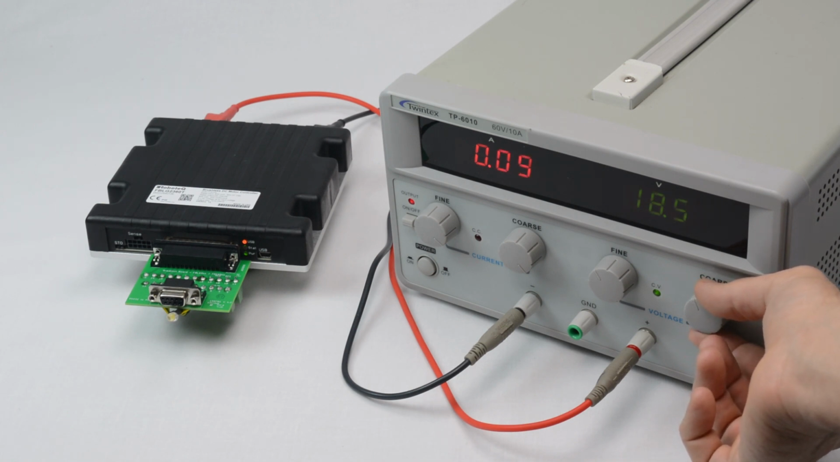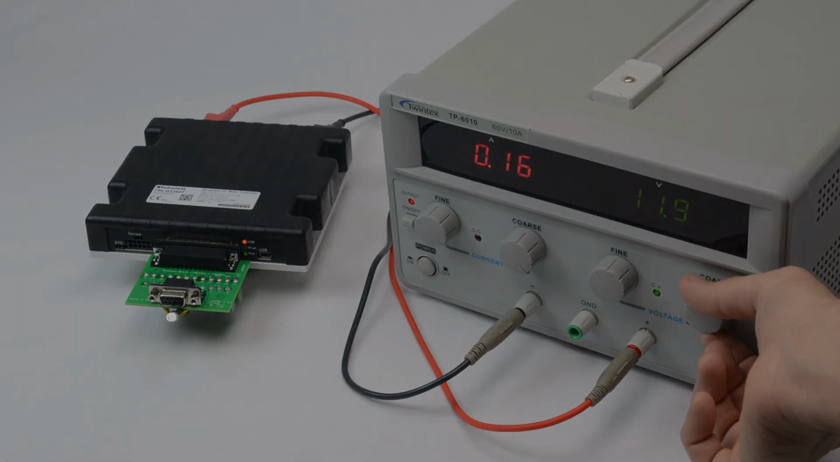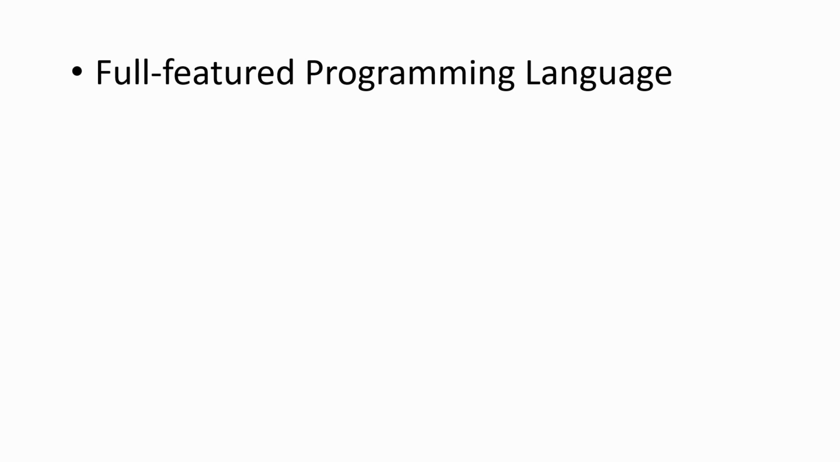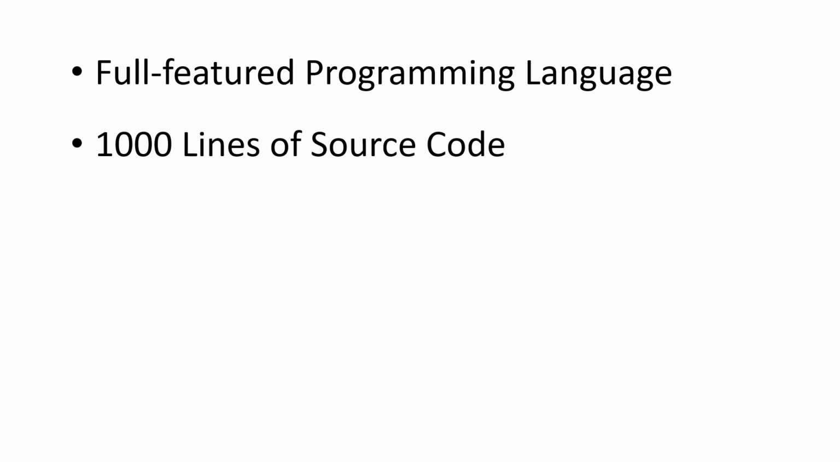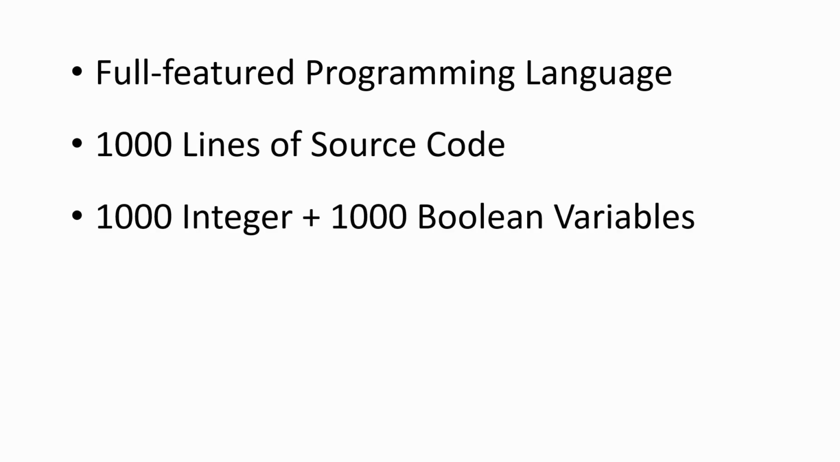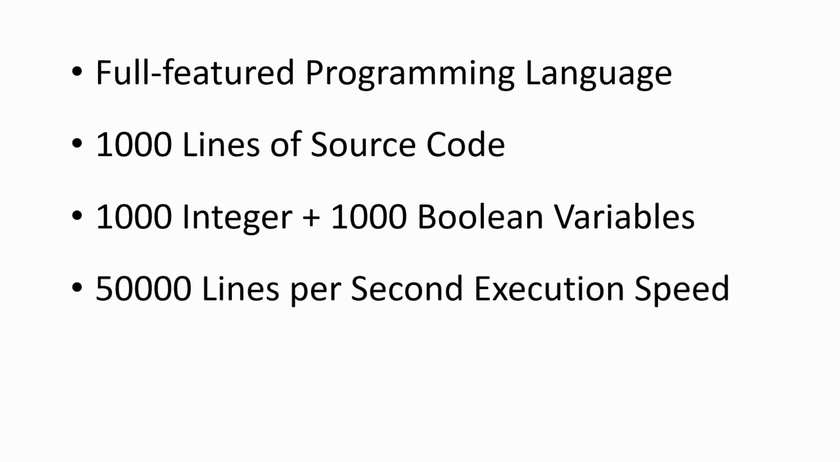What we saw here is an extremely simple program. MicroBasic programs can be up to 1,000 lines long and contain up to 1,000 user variables. Execution speed is very fast at over 50,000 lines per second. With this kind of power and flexibility, your imagination is now the only limit to what you can do with your Roboteq controller.